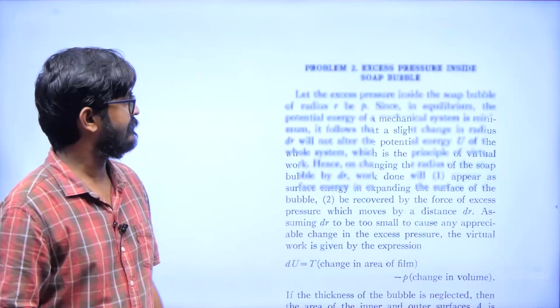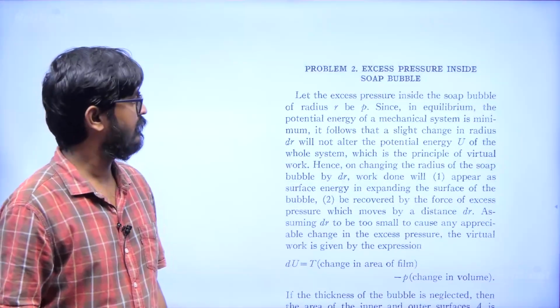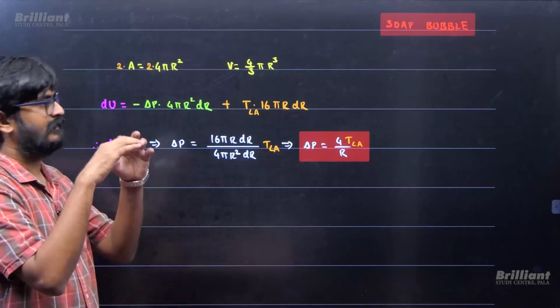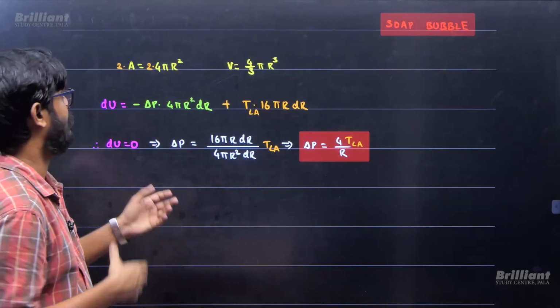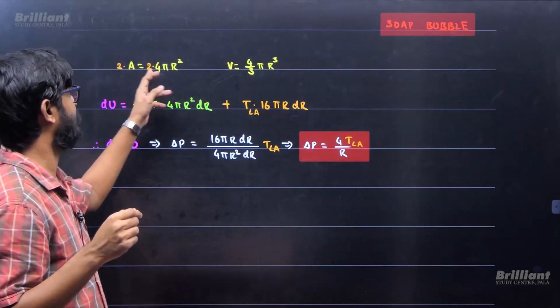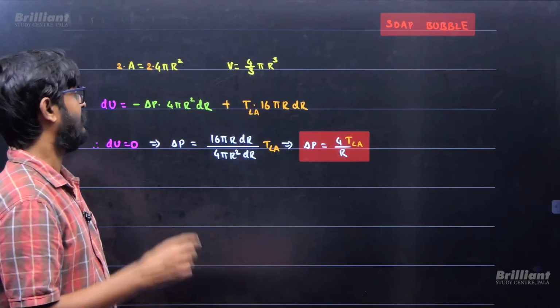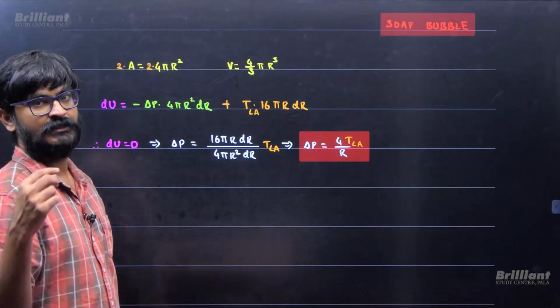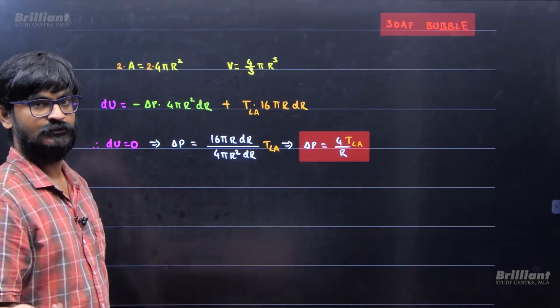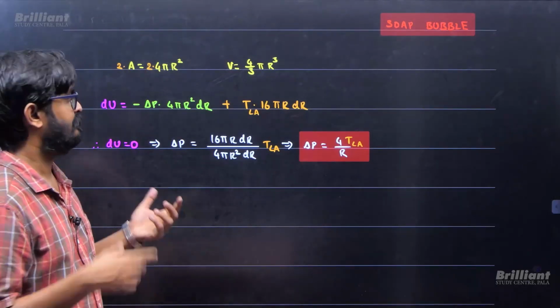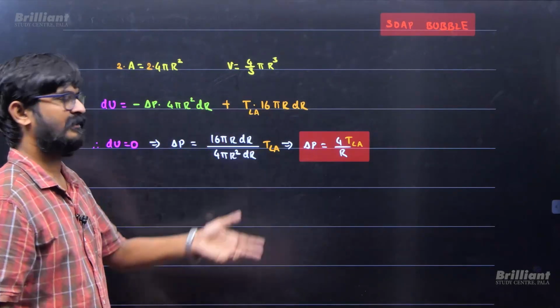So you can derive the excess pressure inside a soap bubble. The surface area is going to be 4 pi r square, but 2 interfaces will be there. So 2 times 4 pi r square will be the surface area, and volume is 4 by 3 pi r cube. Now if potential energy is minimum, then a small change in it has to be 0, right? So dU has to be 0, or you can say work done has to be 0.